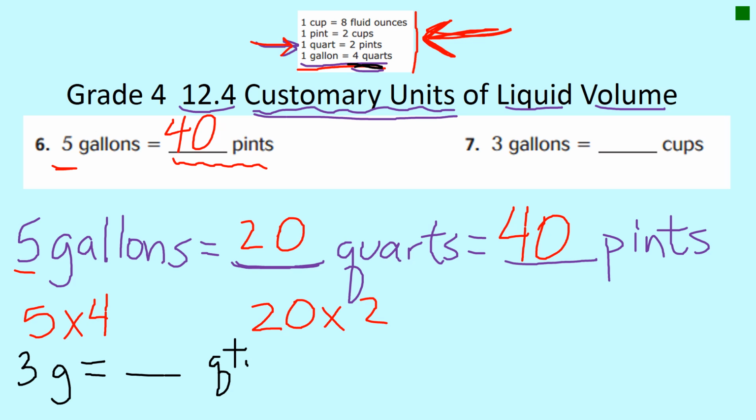Now, this is a couple extra steps, guys, but you know what? Don't just say, oh, whatever. Persevere. Do it, because you can do it. You're smart enough. So let's see.